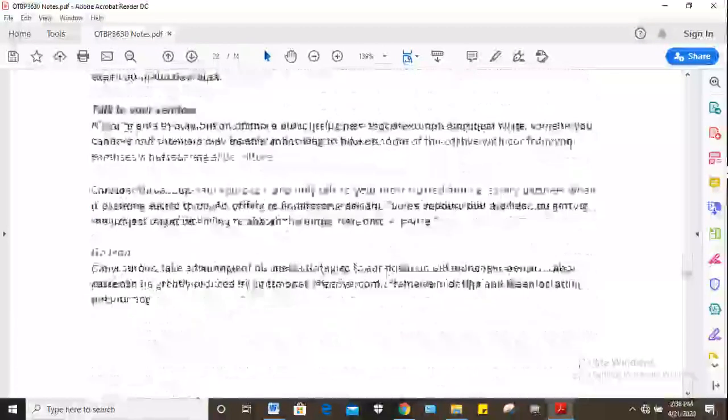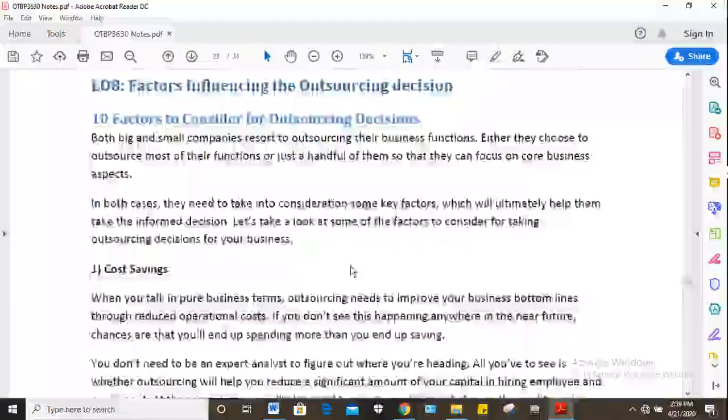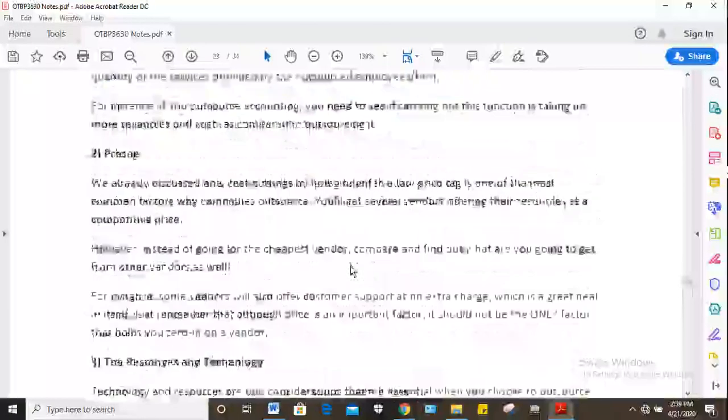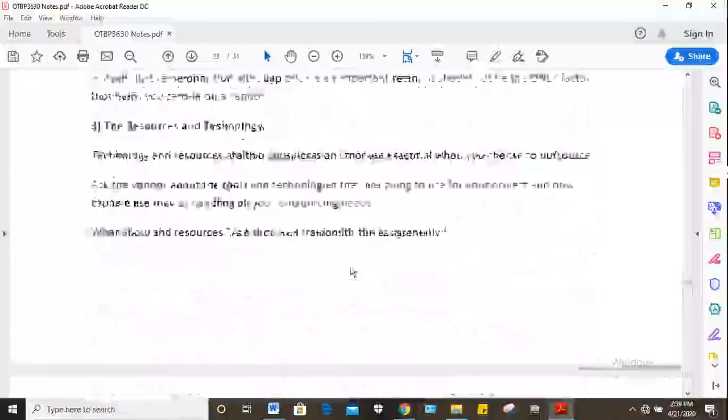Okay, then we look at learning outcome 8, which looks at factors influencing the outsourcing decision, like what pushes companies to make a decision with regard to outsourcing. So this probably goes hand in hand with the advantages of outsourcing.